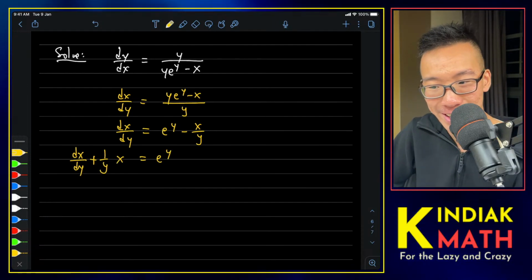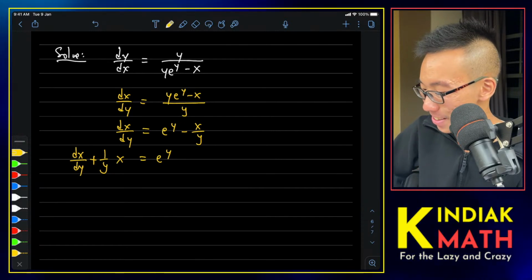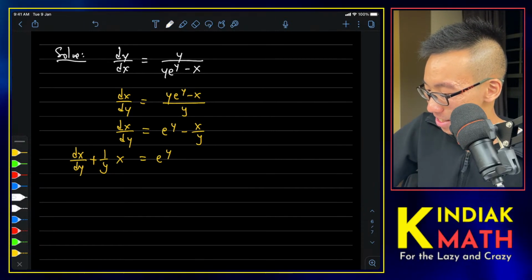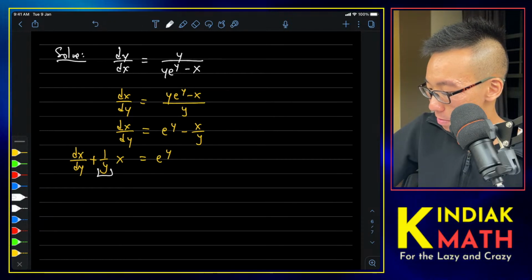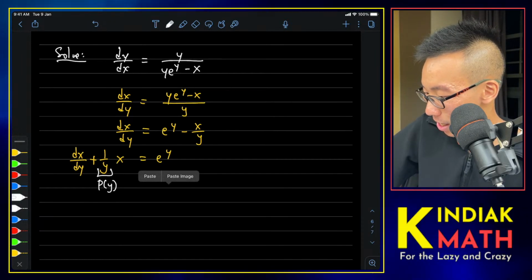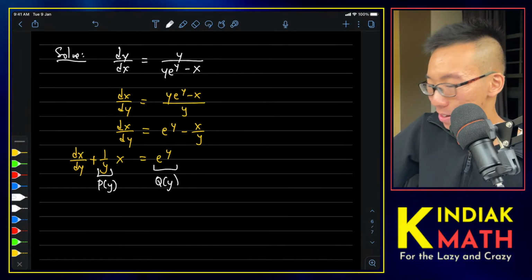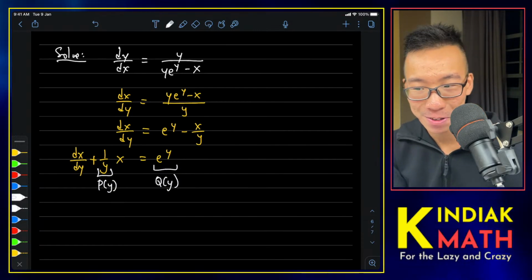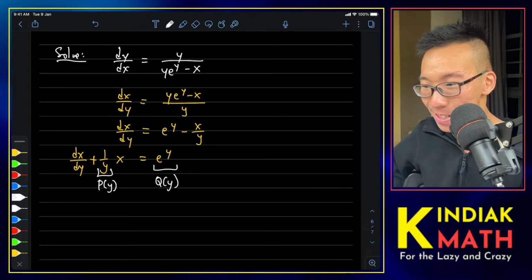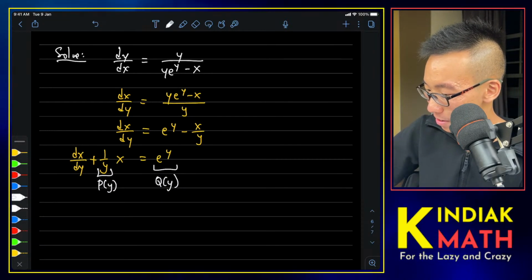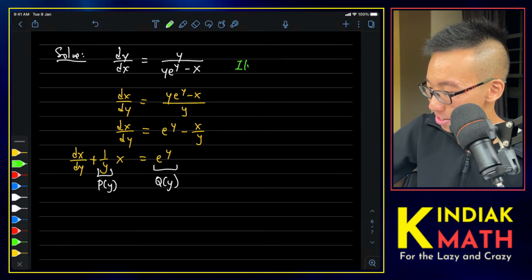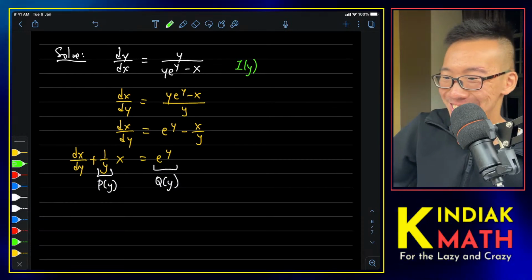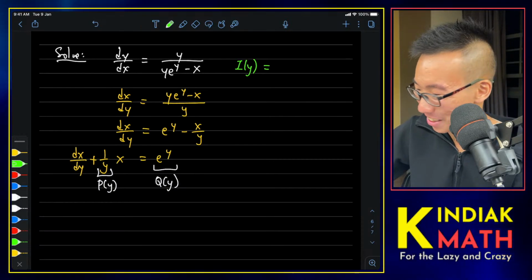And you might realize from this calculation that this is going to be the term p of y, and this will be the term q of y. This is our first order linear differential equation using the method of integrating factors. Yeah, we're back to integrating factors.